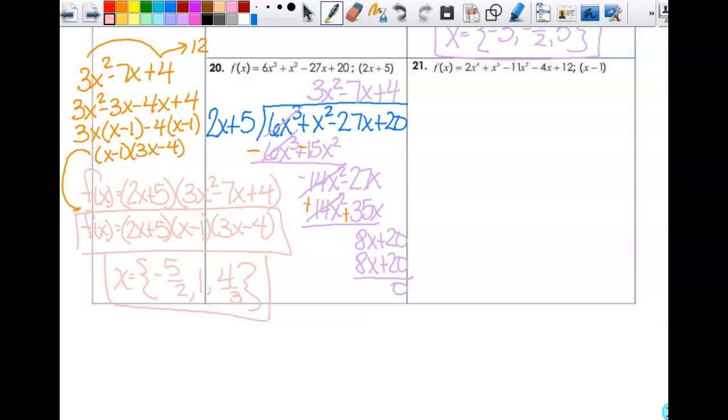What questions do you have? All right, if you don't have any questions, then you do 21 on your own. Can you use synthetic division on 21? Yes, then do synthetic division.